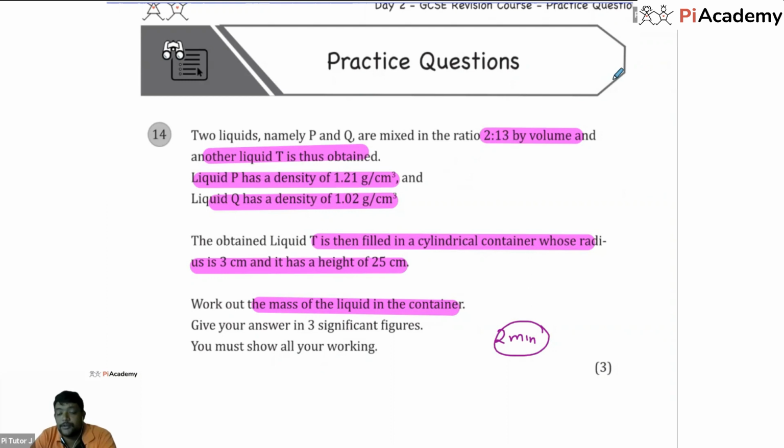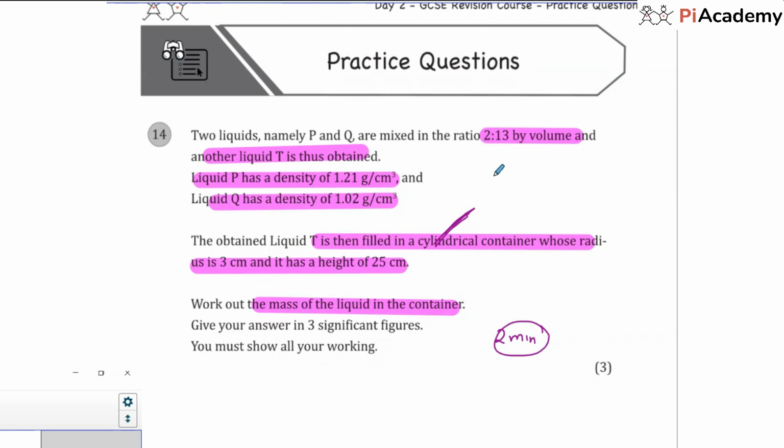Two liquids, namely P and Q, are mixed in the ratio 2:13 by volume to obtain another liquid. Liquid P has a density of 1.21 grams per centimeter cubed. The obtained liquid T is then filled in a cylindrical container whose radius is 3 centimeters, height is 25 centimeters. Can you find the volume of this container? What is the volume of a cylinder? What is the formula to find the volume of a cylinder?